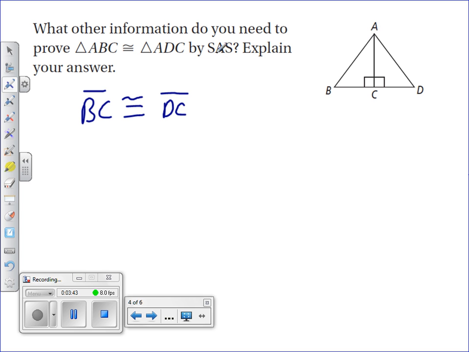Look, side, angle, side is what we wanted to know. We know that this side right here is congruent because it's shared, reflexive property. We know that this angle and this angle are congruent because it shows us. So if we knew that this one and this one over here were congruent, we would have side, angle, side.